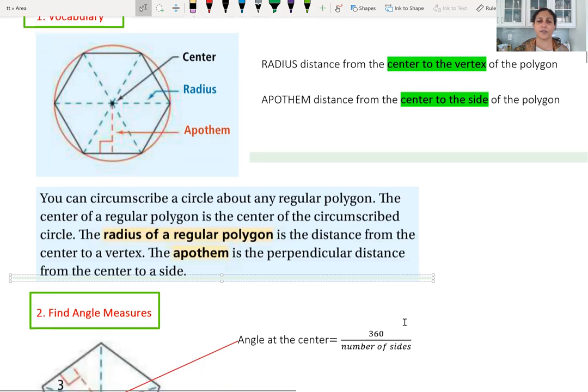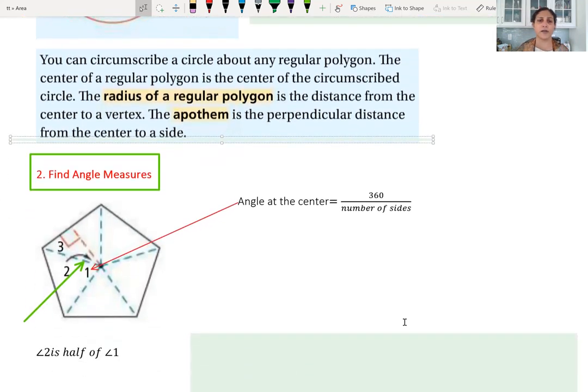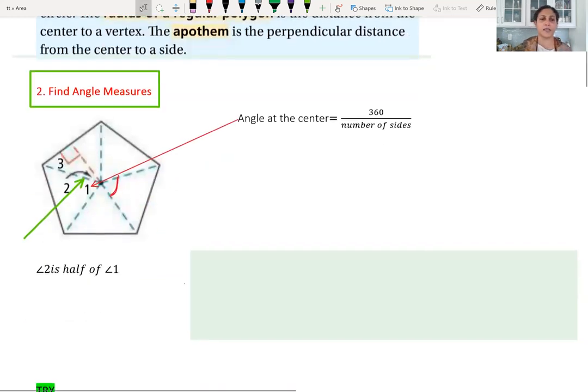So the first thing you need to know is how to find the angle measures. So here, this is a pentagon, and in a pentagon, which is regular, if I draw all the radii, then I get 5 angles. And so in this case, if I divide 360 by 5, I get the full angle at the vertex of the triangle over here. So all of this is 360 divided by 5. But angle 2, which is part of the smaller triangle, is only half of angle 1. And then, of course, angle 3 is the complement of angle 2.